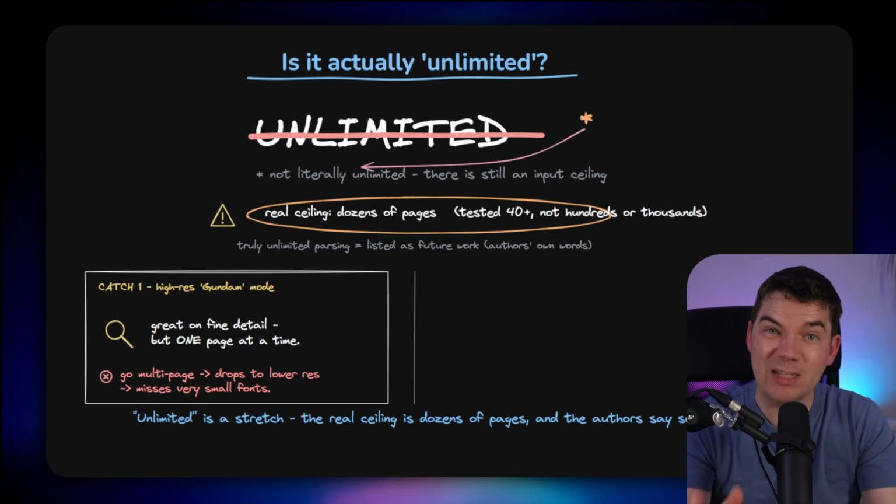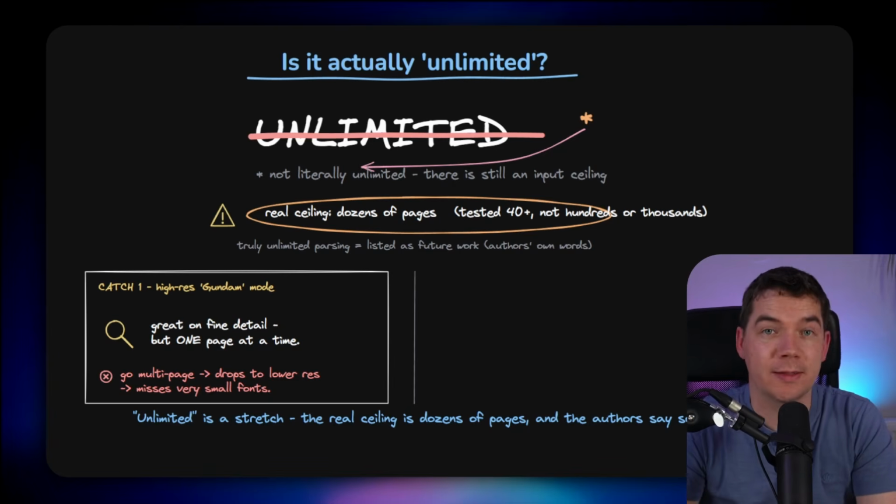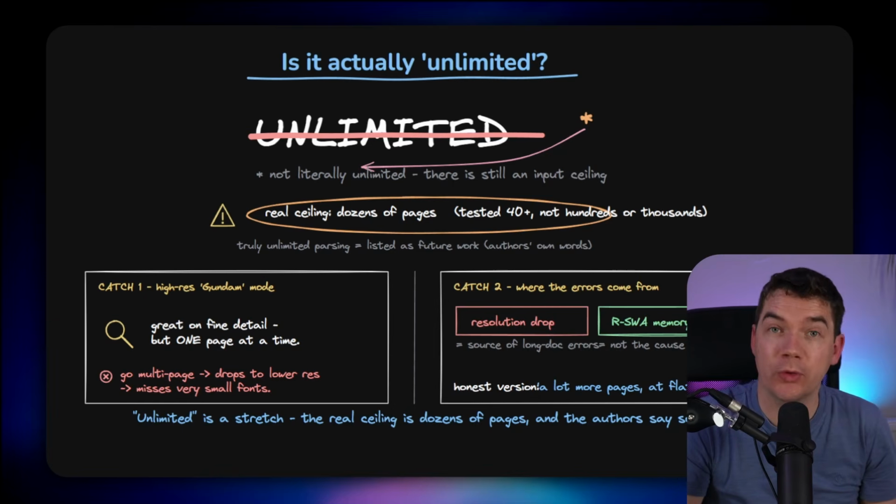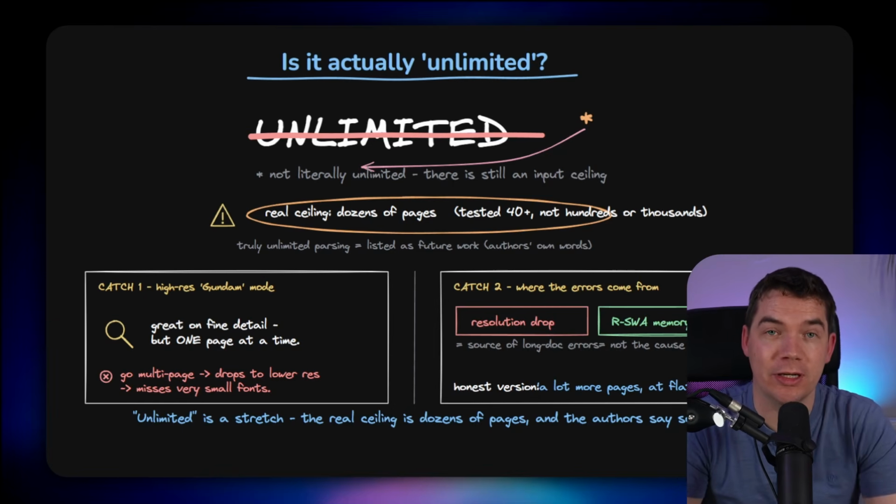So it's only the base mode where you can actually load up the full document into context. For Gundam, you essentially need to batch process. And the error rates that they found in their research were actually as a result of the drop in resolution as opposed to the memory mechanism that they actually implemented.